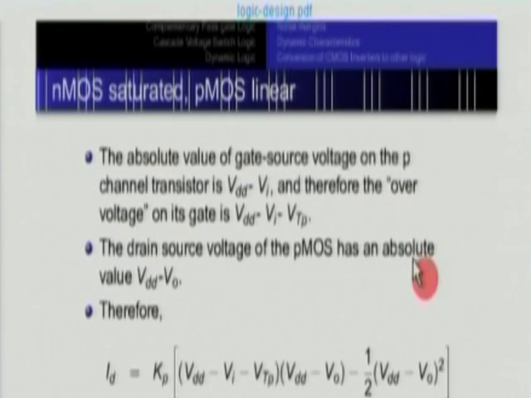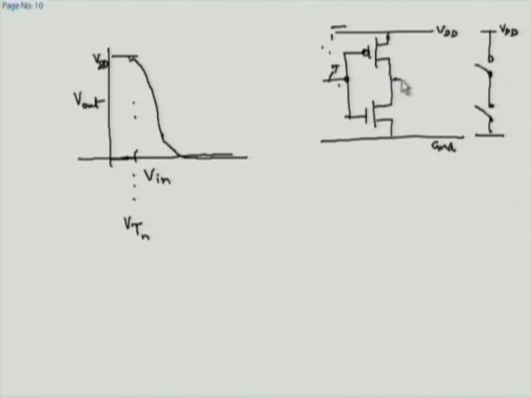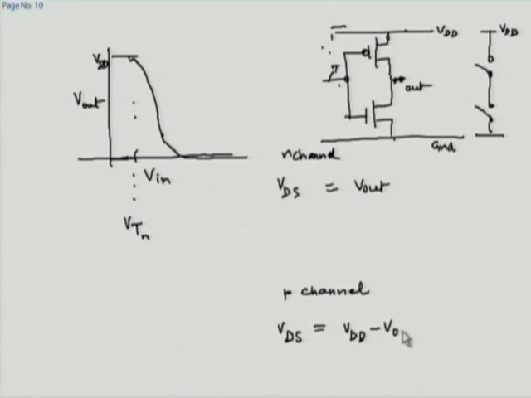Now, the way to solve is that notice that the VDS of the P channel transistor and the VDS of this N channel transistor must add up to VDD. Therefore, VDS for N channel transistor is nothing but V output, because this is the voltage between the drain and the source, this is output. On the other hand, for the P channel transistor, VDS is this, which is VDD minus V out.